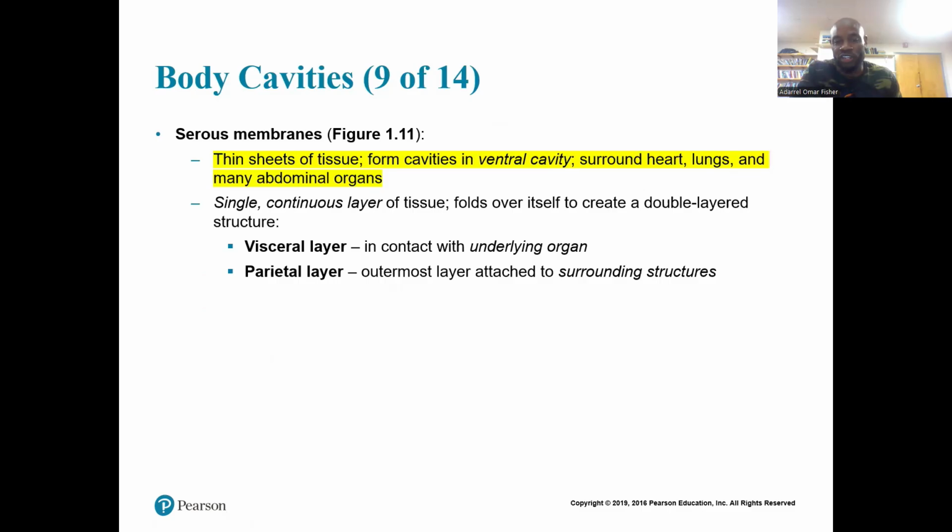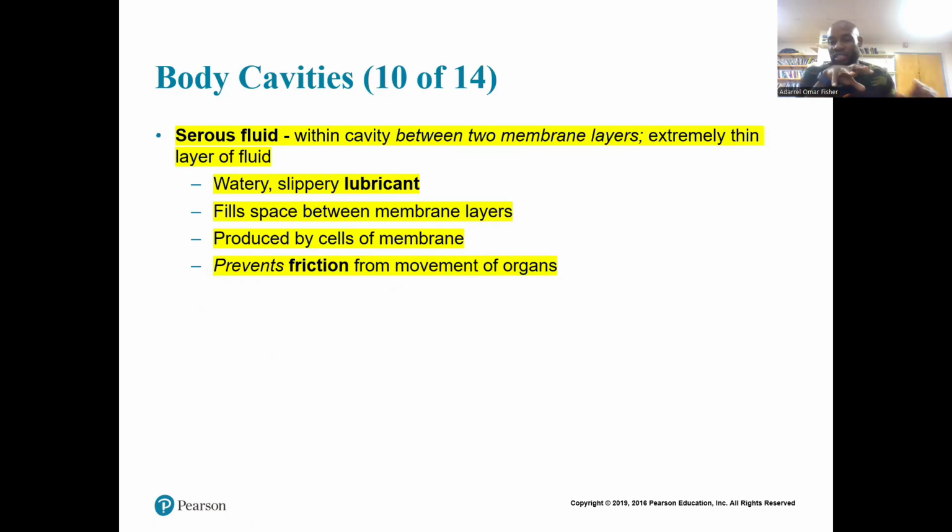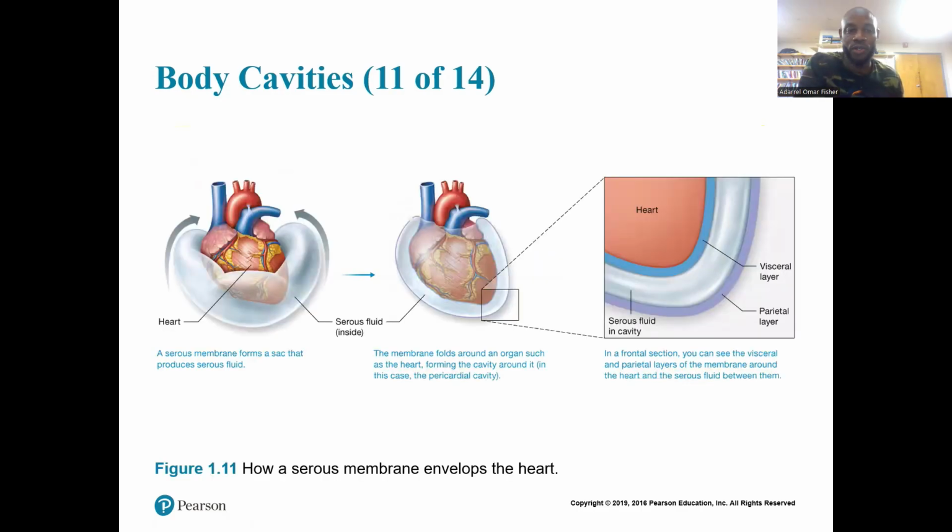And so we have the visceral layer, which is in contact with the underlying organ, and then we have a parietal layer, which is on the outside. In between the inside and outside layer of that membrane, we have what is called serous fluid, which helps protect those organs and prevents friction, keeps you safe and sound. If you look at the image of this heart here, you see this serous membrane that is around the heart. Obviously, we want to keep the heart nice and safe, and so you'll see this around numerous organs.